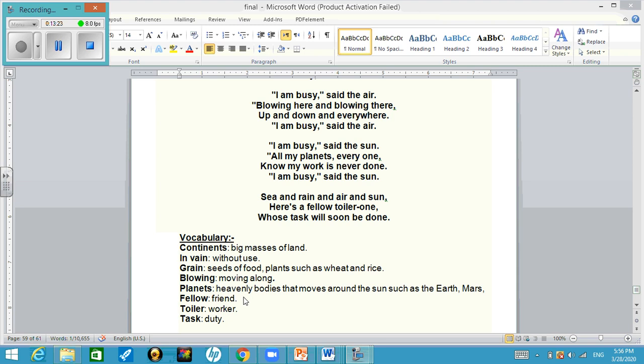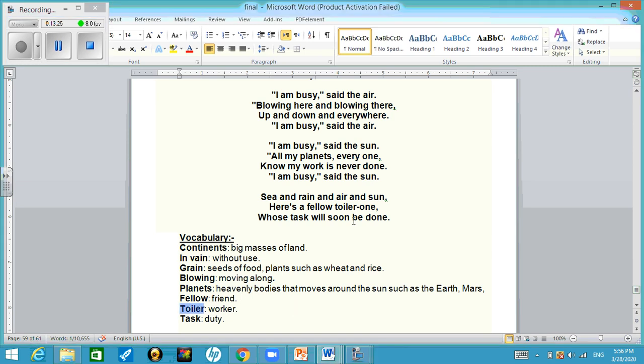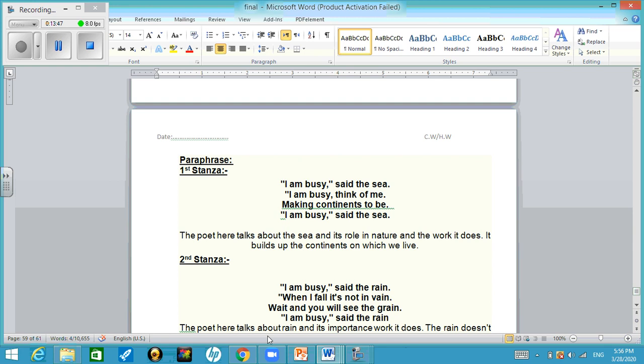Next we have is toiler. So toiler here, as here is a fellow toiler one. So here is another worker friend. So toiler is worker. Okay. Last one we have is task. So if I give you a task, I give you a duty to do. So this is a task.